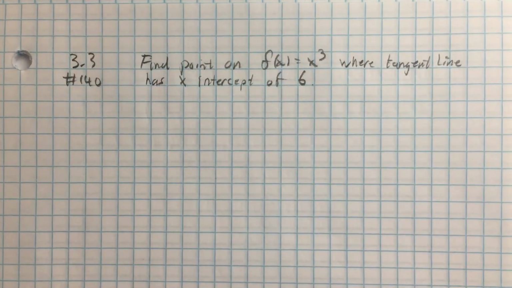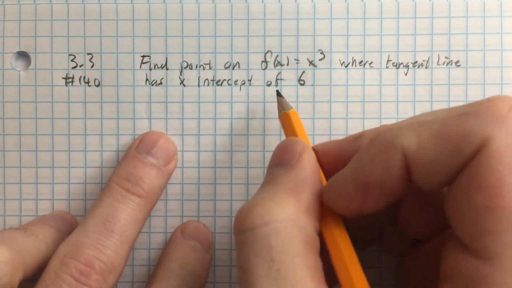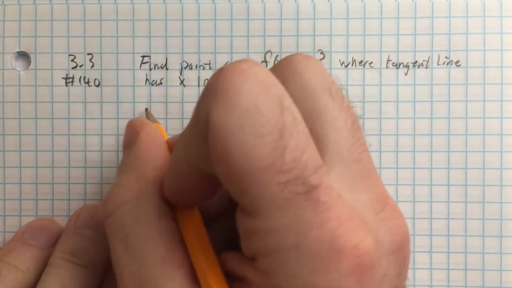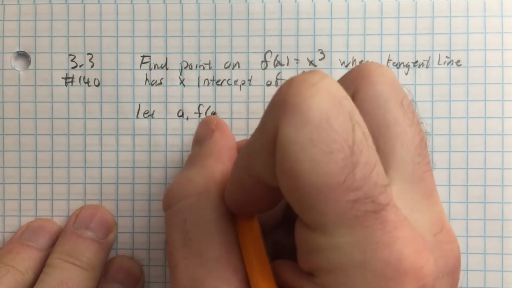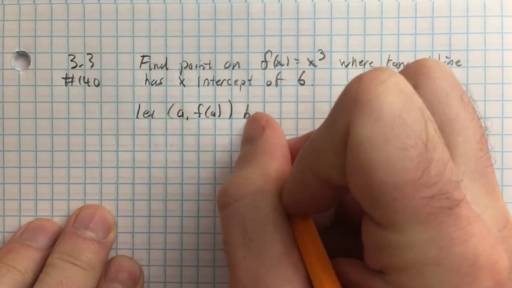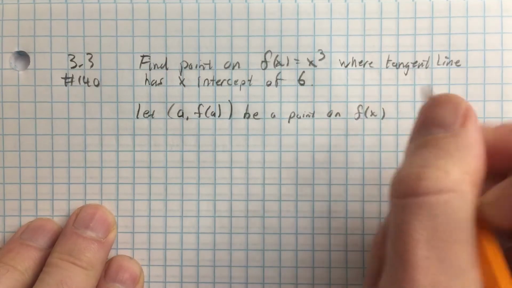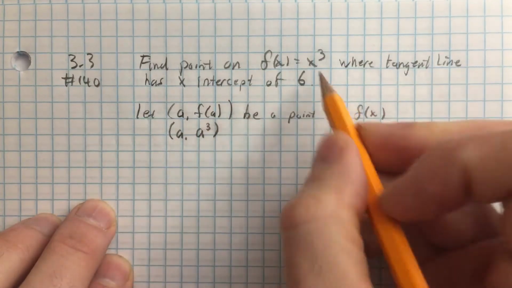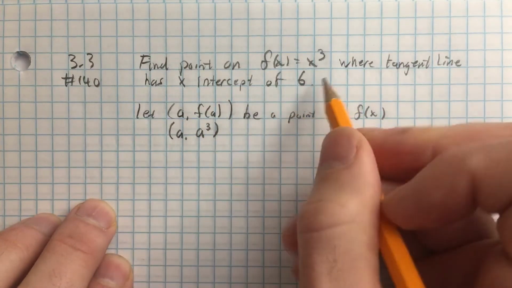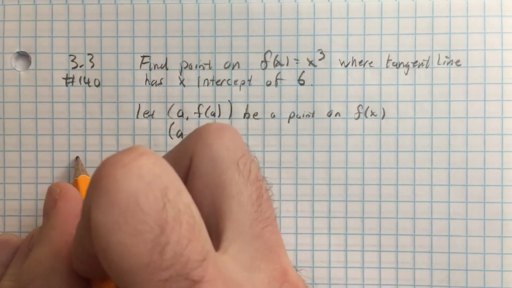So what we want to do is construct the tangent line in abstract. I don't know what point on f of x has this quality, so I'm going to pick an arbitrary point. Let a, f of a be a point on the function. So of course that means it's going to be a comma a cubed, because we're on the cubic function. For any value x I put in, I'm going to get out a cubed. All right, so I'm going to find the tangent line at a, a cubed. Okay, that's arbitrary.